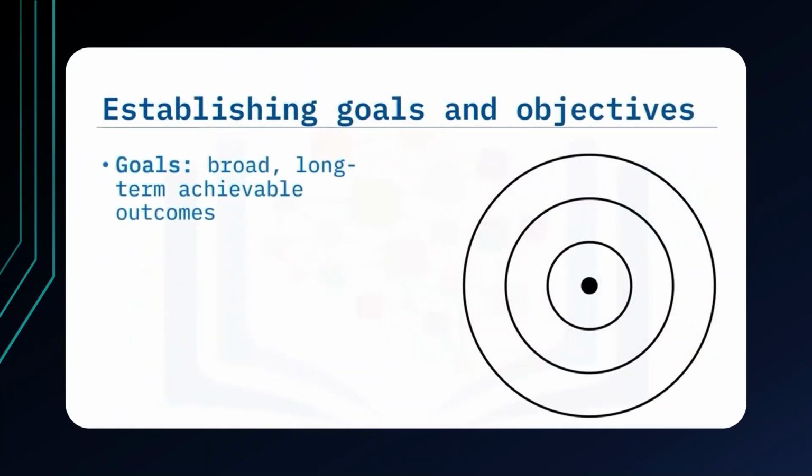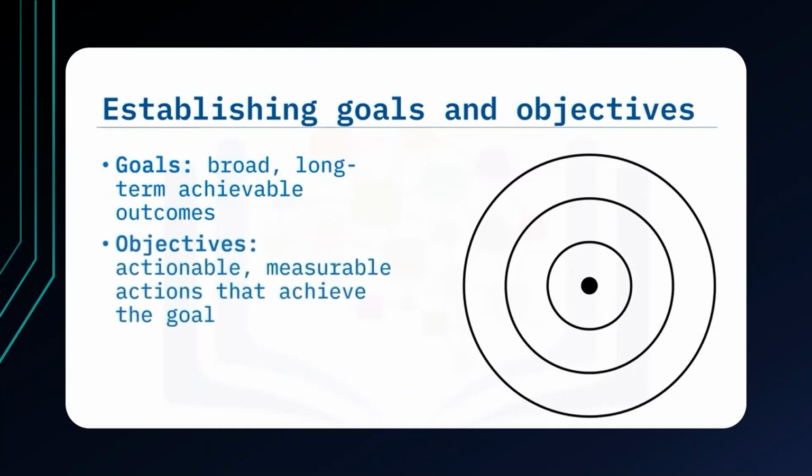The goal of the product should be clearly defined. Goals are broad, long-term, achievable outcomes. Goals can include customer outcomes and business goals. Next, objectives should be identified. Objectives are more specific than goals, and they are actionable and measurable actions that achieve the stated goals.